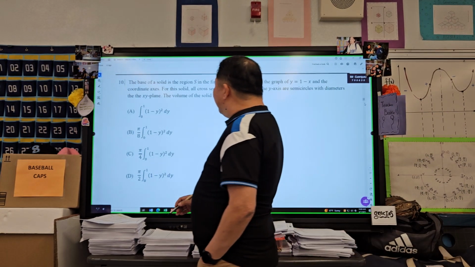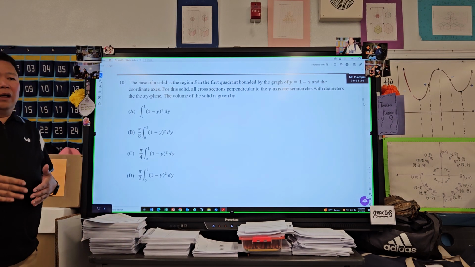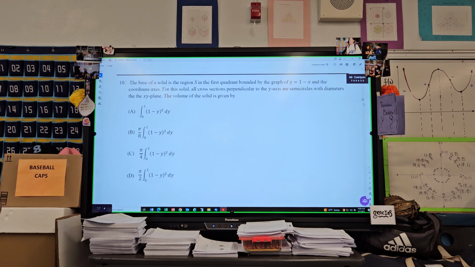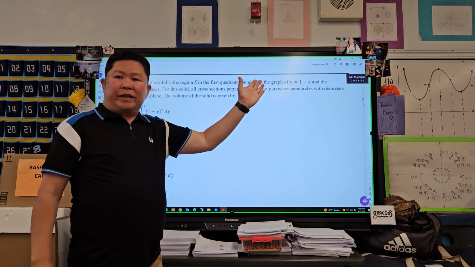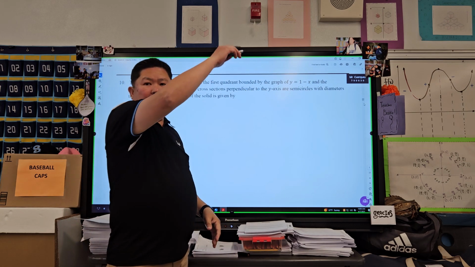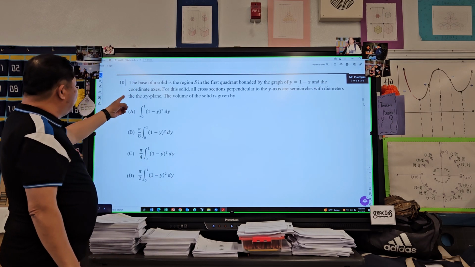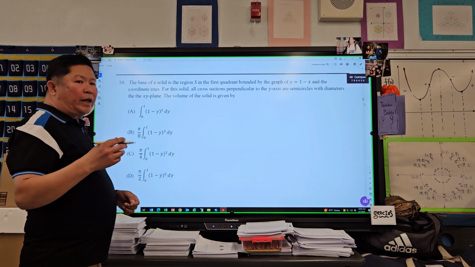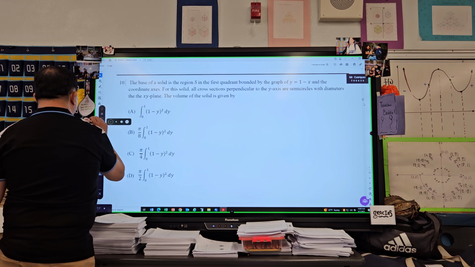So the base of a solid is the region S in the first quadrant. So we do only first quadrant. By the graph of y equals 1 minus x. So this is a line whose slope is negative. And then 1 is the intercept, right? Meaning it crosses at y equals 1. And the coordinate axis. For this solid, all cross sections perpendicular to the y-axis. So you're going to highlight perpendicular to the y-axis, guys.